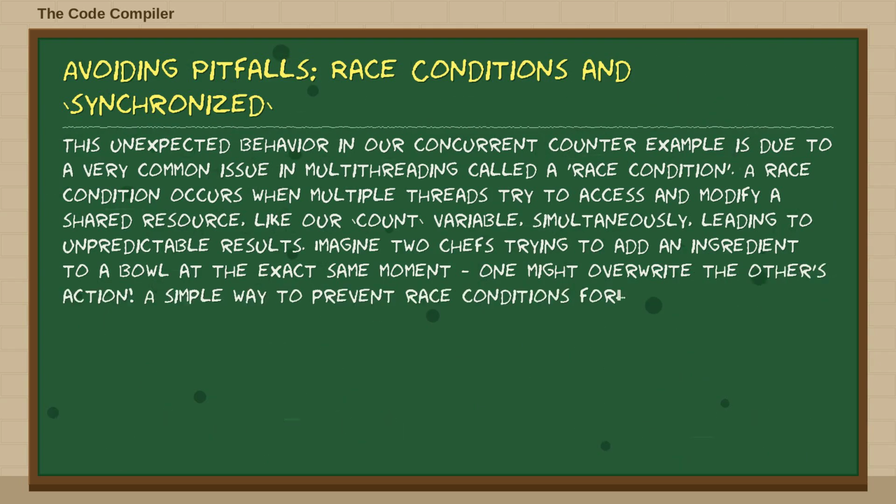A simple way to prevent race conditions for shared data is by using the synchronized keyword in Java. When a method or a block of code is synchronized, only one thread can execute it at a time. This ensures that the shared resource is updated correctly. For example, if we make our increment method synchronized, each thread will wait its turn to access and update the counter, guaranteeing the correct final result.